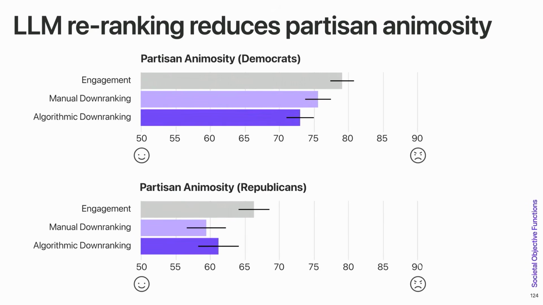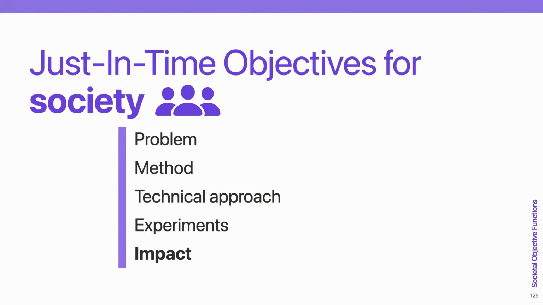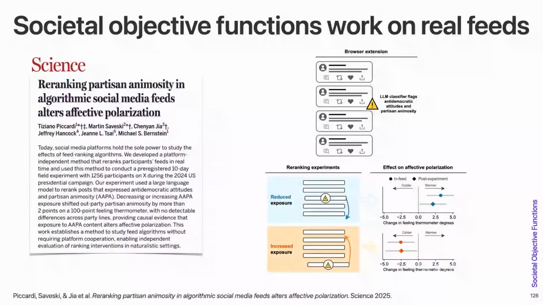And we found that we were able to also significantly reduce partisan animosity with this intervention, with both Democrats and Republicans. So this was a really exciting result for us because it means that we have a chance at actually moving this measure out in the wild, because an LLM-based intervention can scale up to many users. And so I'm really excited now about what's possible.